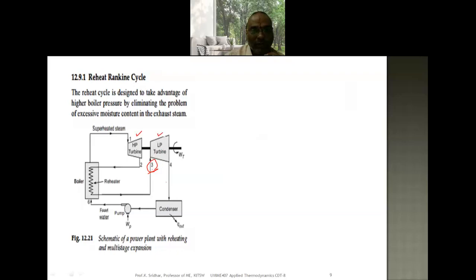The remaining part is exactly similar to the ideal Rankine cycle. One side goes to the condenser, pump and the boiler. The only thing is that this extra part is added for reheating. That is, the expansion of the steam takes place in two stages, in the two turbines, basically to avoid any wet particles hitting the LP turbine.